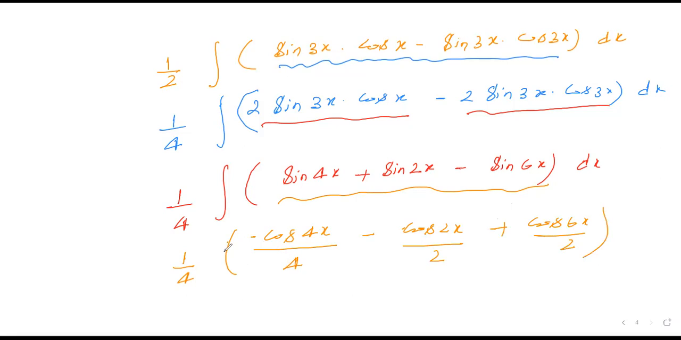And in the final answer, you have to add an extra c, the constant of integration. Why? Because an antiderivative cannot be unique. It represents a family of parallel curves. Sorry, here it is not 2. Cos 6x divided by 6. Basically, you have to divide by the coefficient of x.